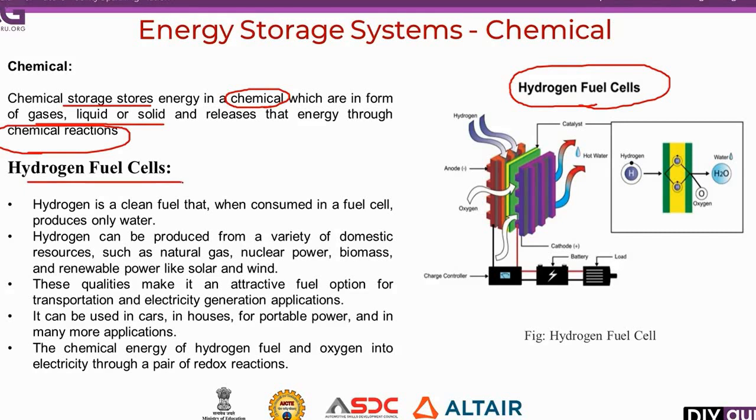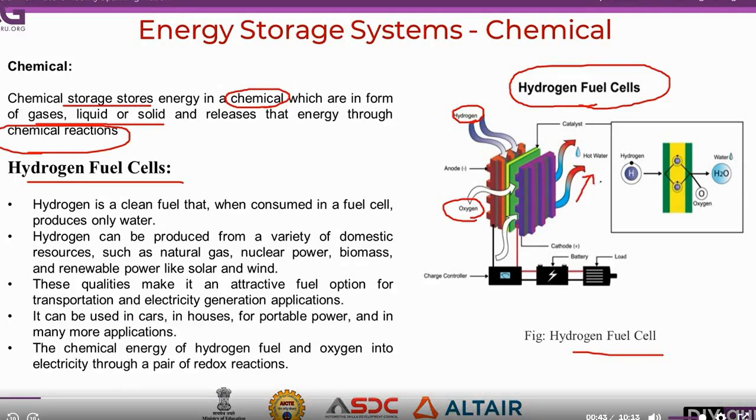Coming to the hydrogen fuel cell, this is the diagram of a hydrogen fuel cell. If you see here, hydrogen is taken as an input to this device. The oxygen is combined with hydrogen, it gives H2O, which is water as the output. During this chemical reaction, a suitable amount of energy is generated outside, and this is regulated with the help of the charge controllers, and it is stored in a conventional battery and given to the external load.